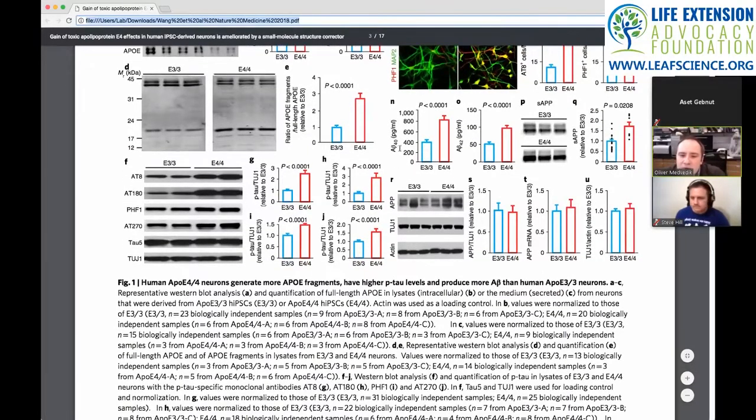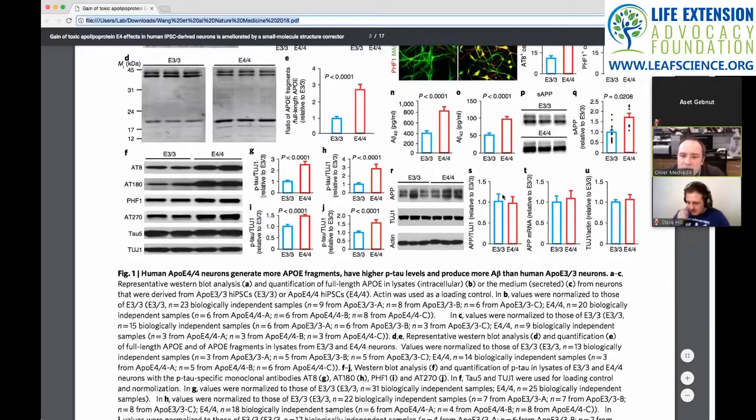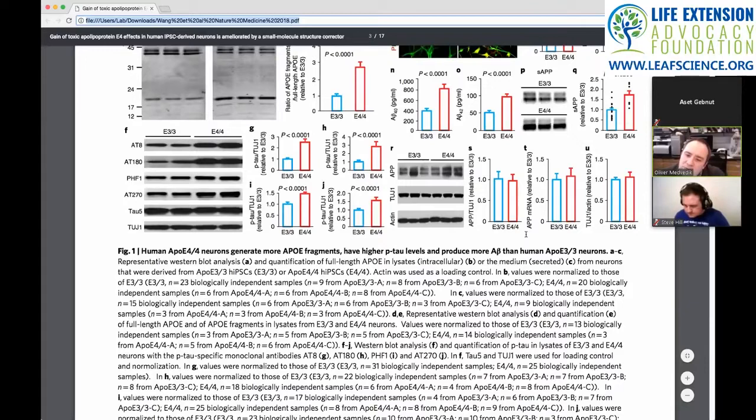And then they look at amyloid beta. There's two versions, AB40 and AB42. These are toxic. These are secreted in the media, and again E4 has more, so more amyloid beta protein is being secreted. This is sAPP, secreted amyloid precursor protein. More of it is being secreted in the E4 variant. What else are they looking at here? APP mRNA. So what they're looking at here is that although more of it is being secreted, more of it is not actually being expressed or generated.